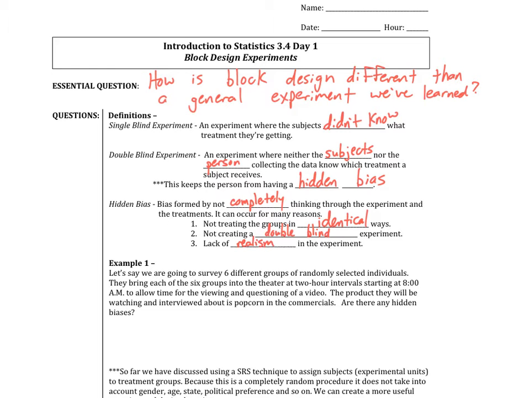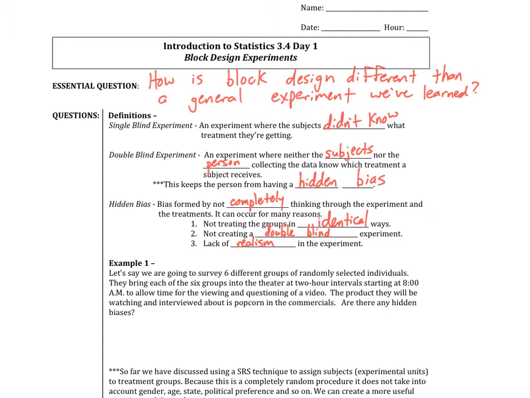For example, if I'm doing a study on types of teaching, right, and I teach one of my classes one way and teach another class a different way, and I want to show which type works better, if I prefer one type of teaching over the other, I might treat the groups differently to show, oh, see, this one's better because I like it. So that would be some hidden bias.